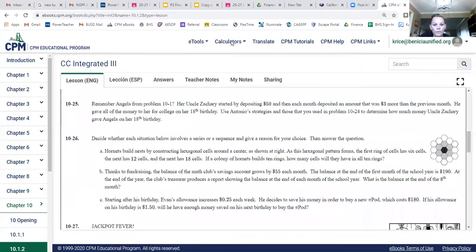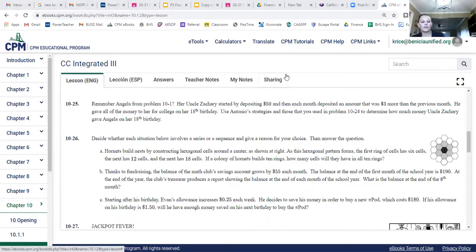All right, B. Again, we're determining if it's a series or a sequence first. Thanks to fundraising, the balance of the math club savings account grows by $55 each month. The balance at the end of the first month of the school year is $190.